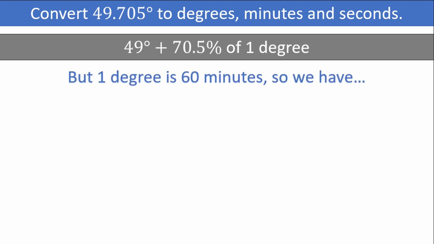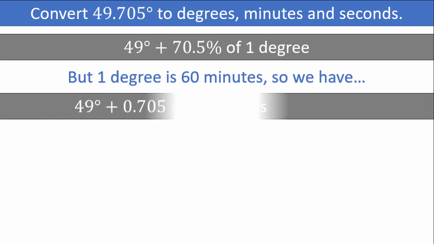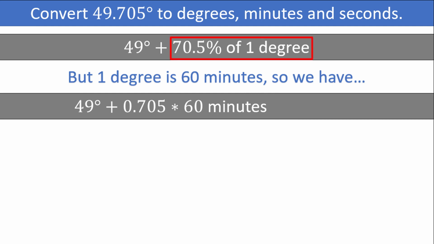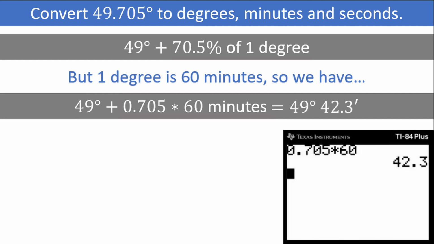But we already know that 1 degree is 60 minutes. That means in total we have 49 degrees plus 0.705 times 60 minutes. All I've done is replace the 70.5% of 1 degree with 70.5% of 60 minutes, or 0.705 times 60 minutes. If we multiply this out, we get 42.3. 42.3 is 70.5% of 60 minutes. Altogether, we have 49 degrees and 42.3 minutes.